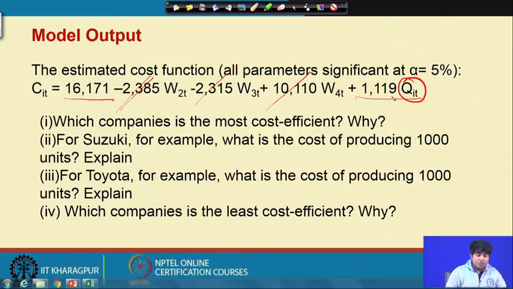Now, in order to simplify, we can go to the next slide and get to know the exact structure.